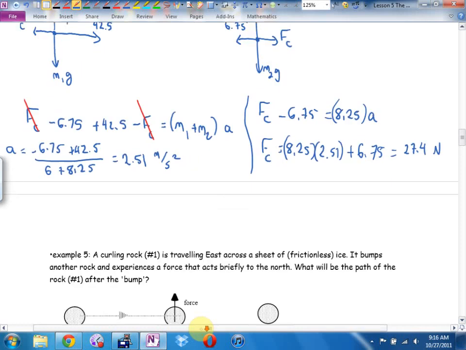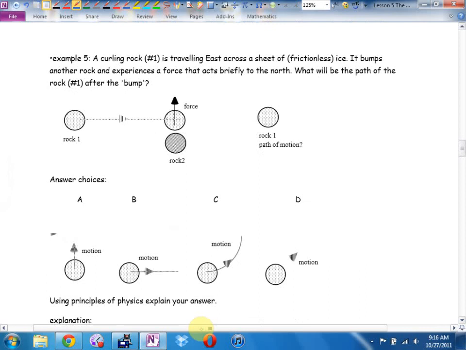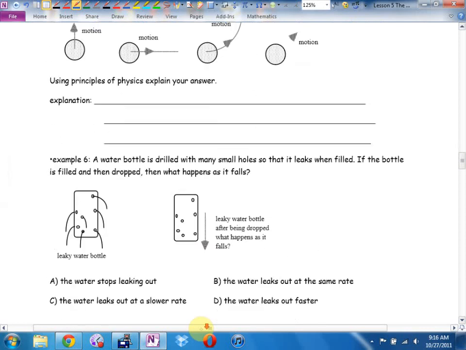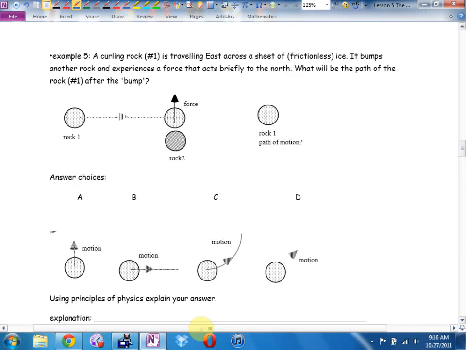Example 5. A curling rock is traveling east across a sheet of frictionless ice. So this ice is perfect. It bumps another rock and it experiences a force that acts briefly to the north. They collide. What will be the path of rock number one after the bump? If we're looking down at it from the top, it experiences a very brief force up.